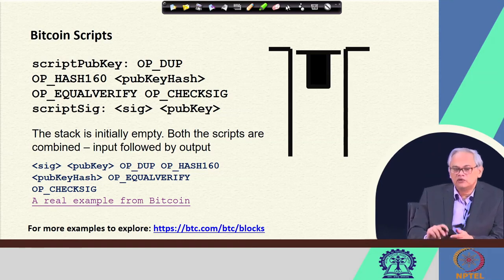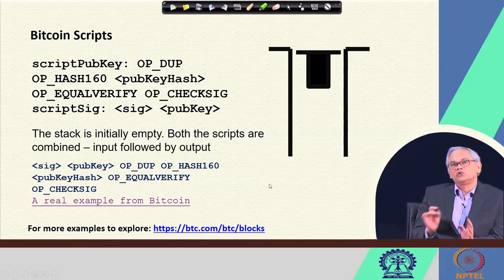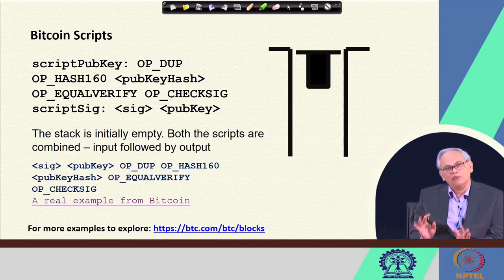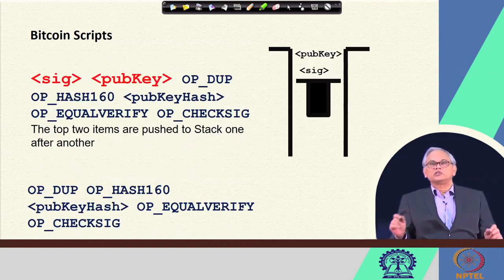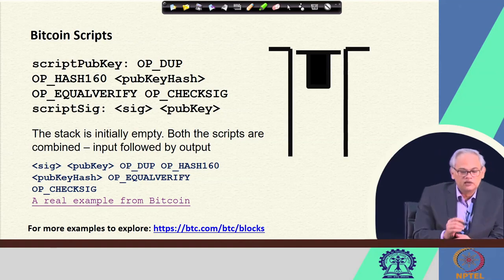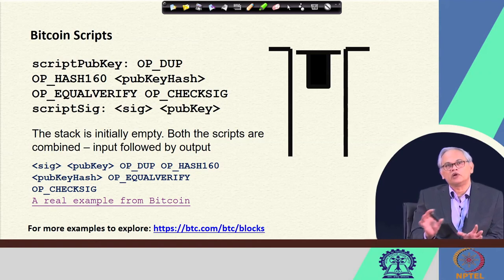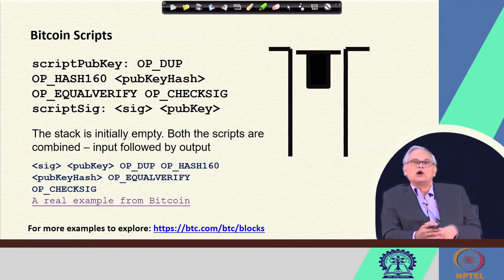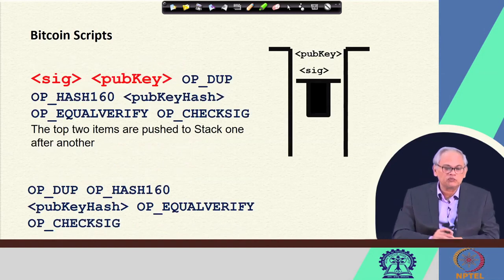So, now what we do is that we consider this situation where the stack is initially empty, and now one by one we will process that. So, if you look at this example, we have this part here, that is from sig pub key, OP_DUP all the way up to OP_CHECKSIG, which is the combination of these two different scripts. So, we are processing them one by one.